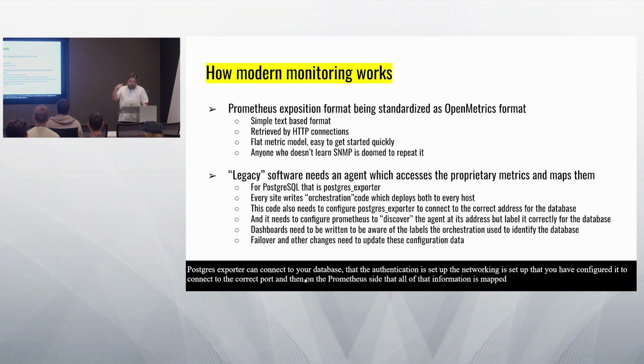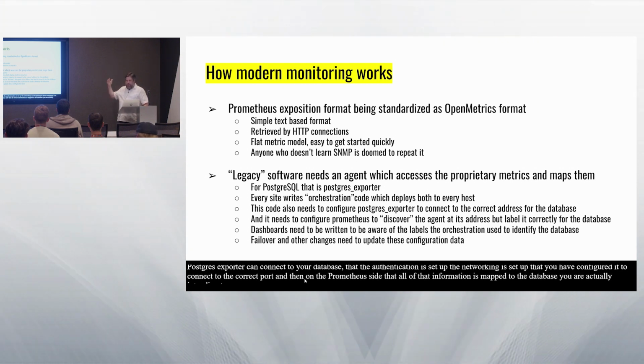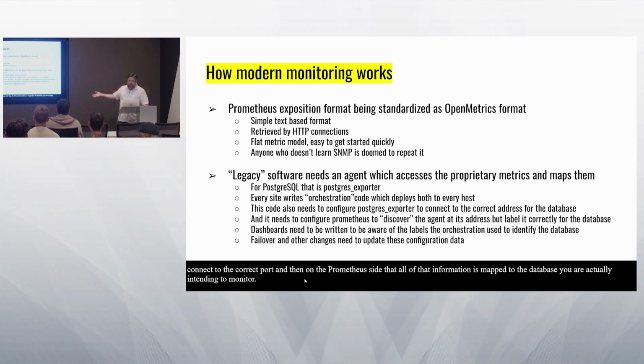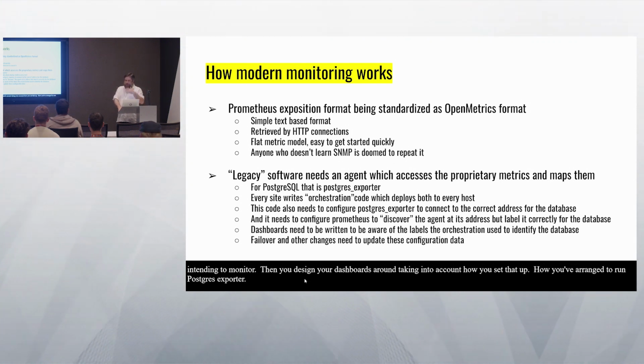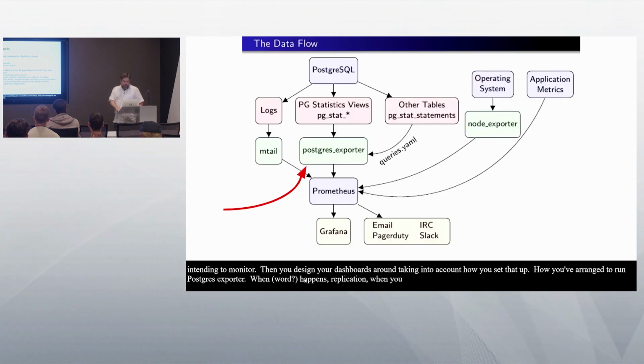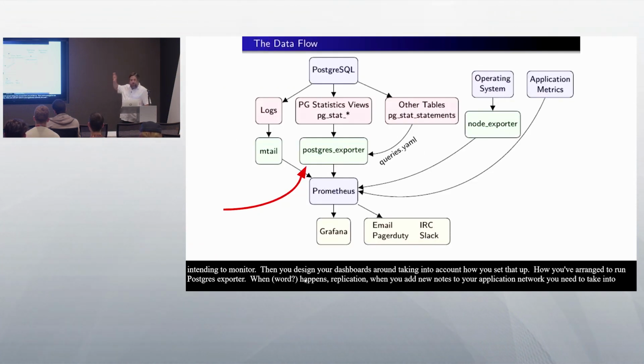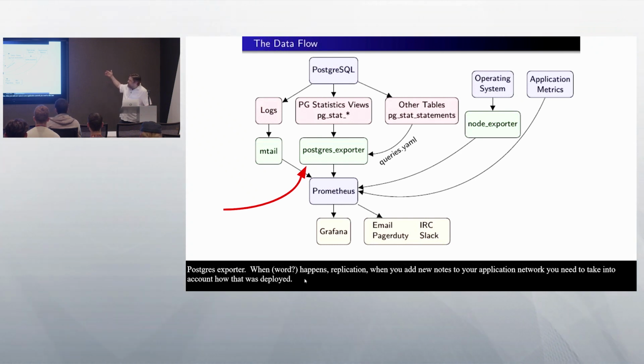And then you design your dashboards around taking into account how you've set that up, how you've arranged to run Postgres Exporter. When failover happens, when you add new nodes to your sharding or your replication network, you need to take into account how that was deployed. So this is from an earlier presentation where I presented how to use Prometheus to monitor Postgres.